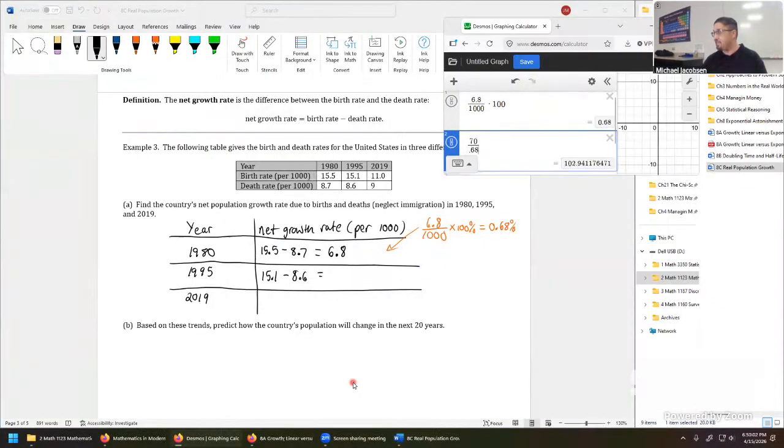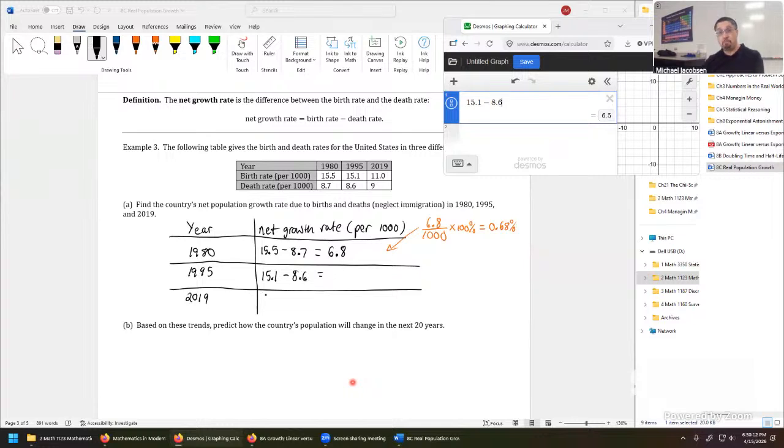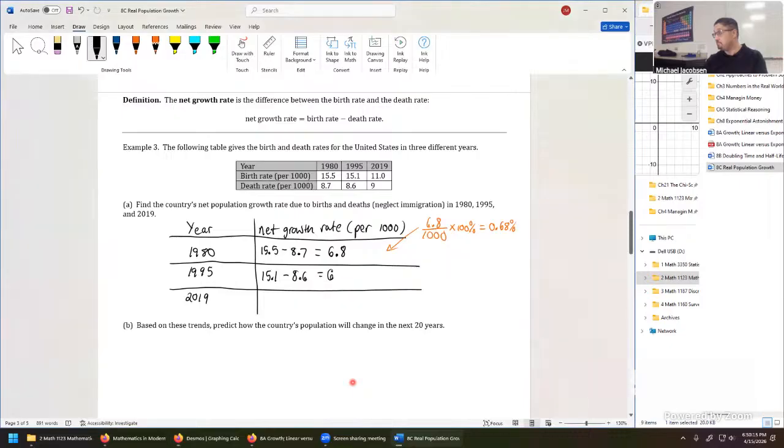Sorry, I didn't mean to hit that, that's the full screen button. 15.1 minus 8.6 is 6.5, or excuse me, 6.5 per 1,000. Again, that's really 0.65%. So the country was growing in that year at the rate of 6.5 people per 1,000. It seems weird to say 6.5, 6.8, but it's appropriate because we're talking about a type of average, a rate really, per every 1,000 people.